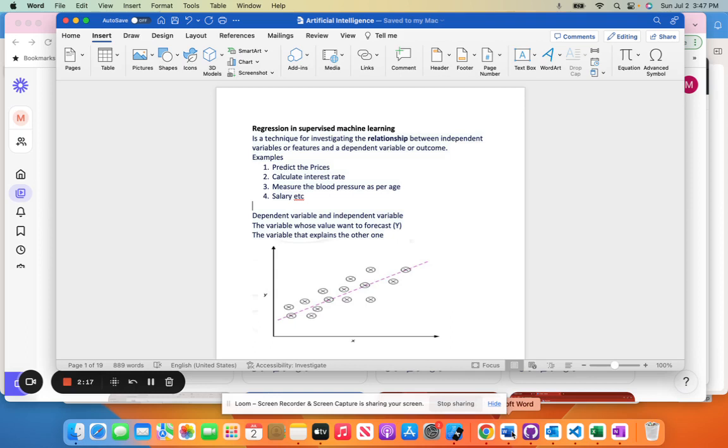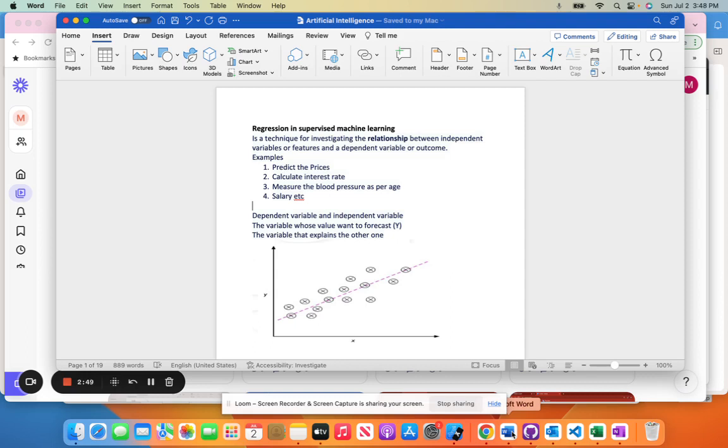These are the different categories that exist to represent regression, like predicting the prices of anything. Suppose we want to predict the price of a house, or calculate the interest rate, or measure blood pressure as per age and salary. These are all regression problems.